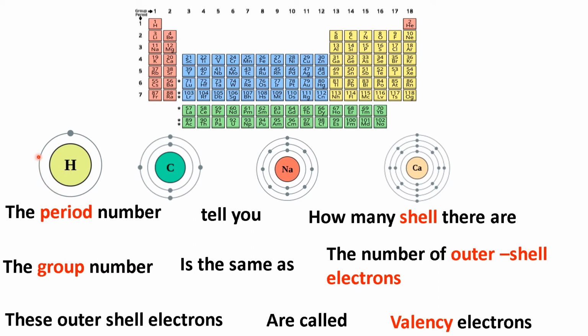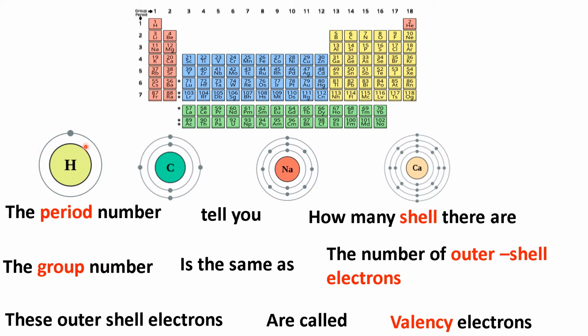If we need to know the period number, it tells you how many shells there are. For hydrogen atom, there is 1 shell only, so the period number equals 1. For carbon atom, there are 2 shells, so the period number equals 2. For sodium atom, there are 3 shells, so the period number equals 3. For calcium atom, there are 4 shells, so the period number equals 4.